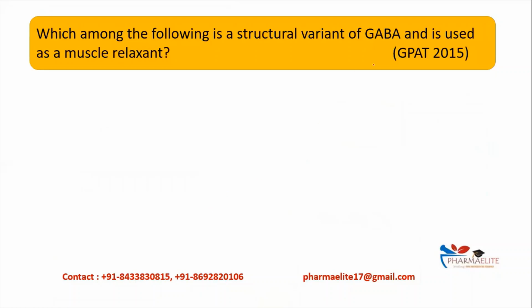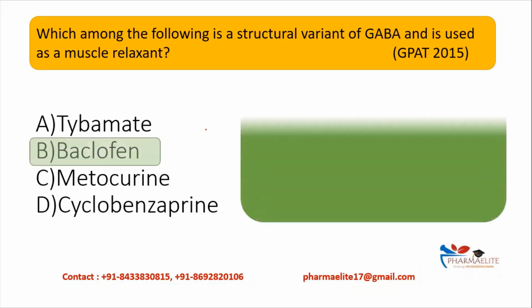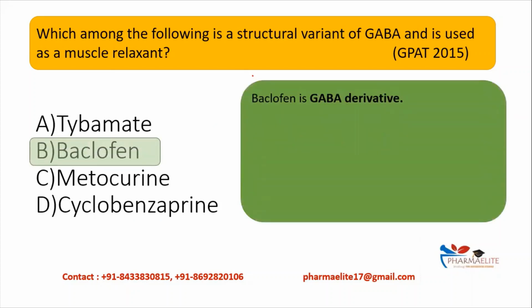This is the question which was asked in GPAT 2015, and the question is, which among the following is a structural variant of GABA and is used as a muscle relaxant? So let's look at the options. Option A, tribamet. Option B, baclofen. Option C, metocurine. Option D, cyclobenzaprine. And we know the answer. It's option B, baclofen.